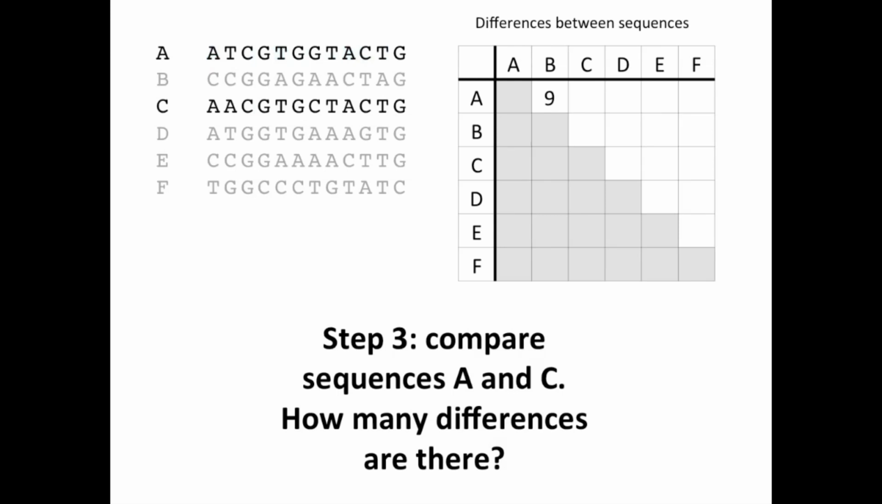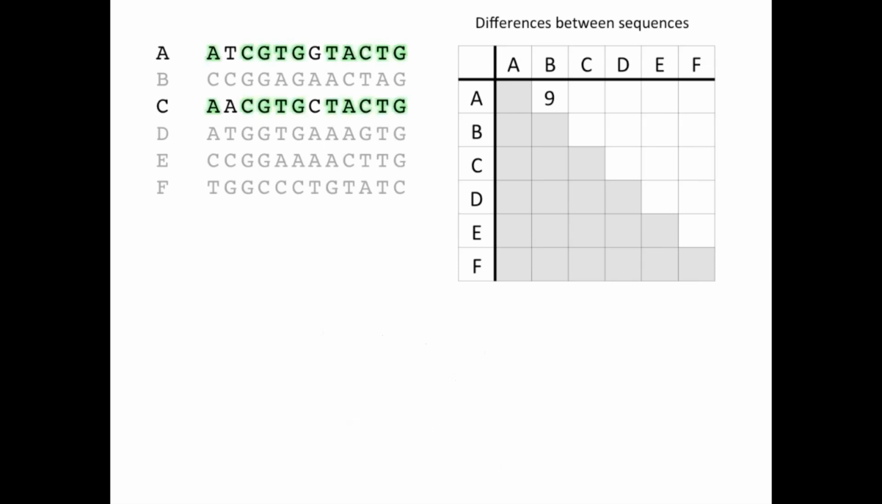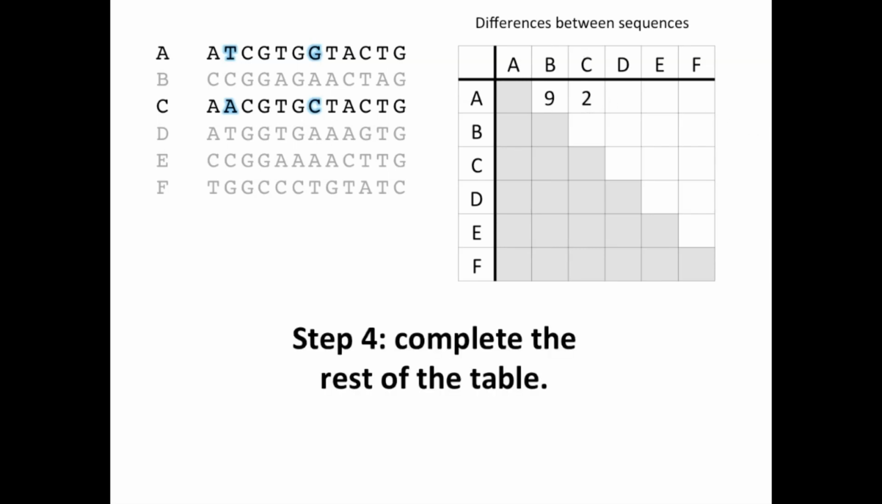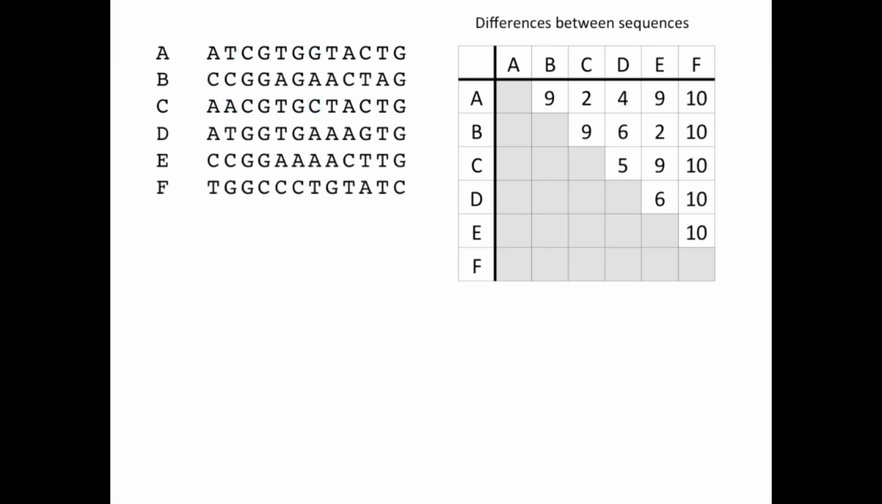The next step is to compare sequences A and C to determine how many differences there are between these 2 sequences. In this case, we can see that the sequences are much more alike, with 10 positions that are the same between the sequences, and only 2 that are different. So our next entry in the table is 2 differences between A and C. And we can continue comparing the sequences in this way until we have completed the rest of the table. This is our next step. And this is what the completed table looks like.